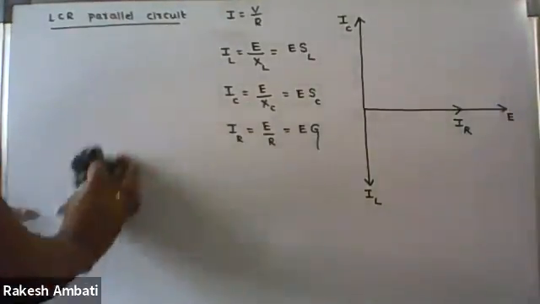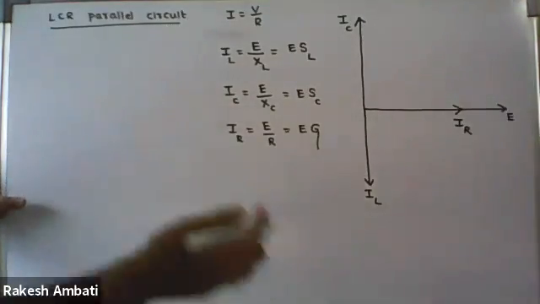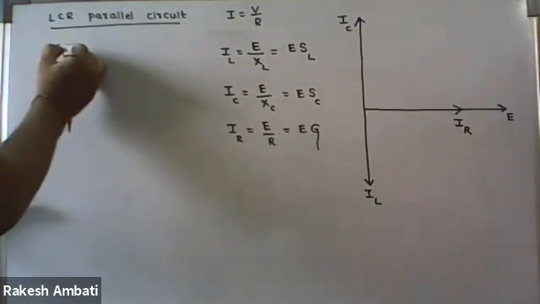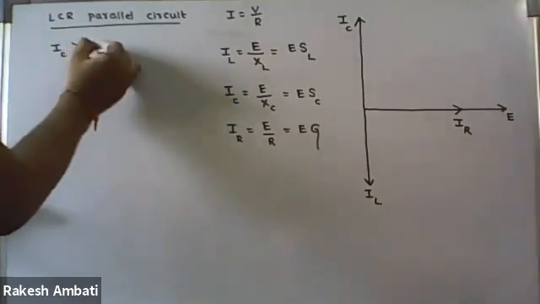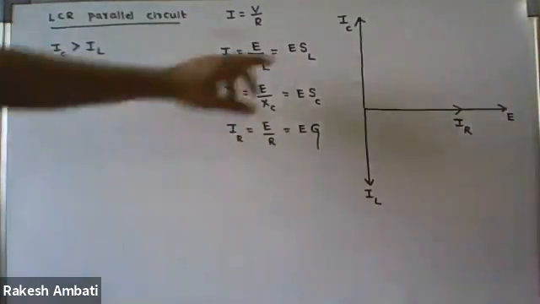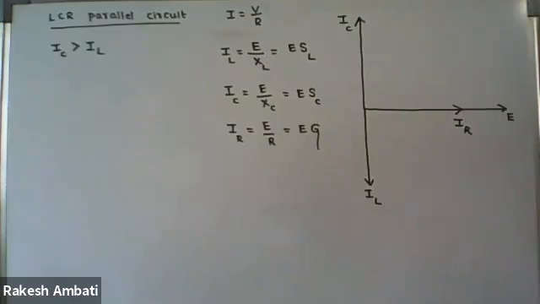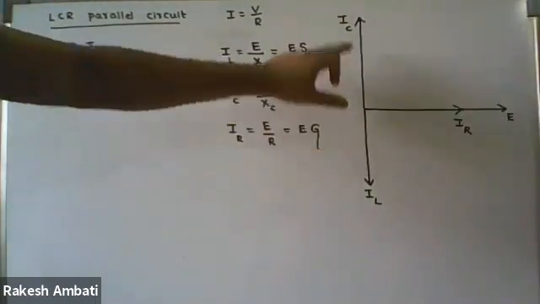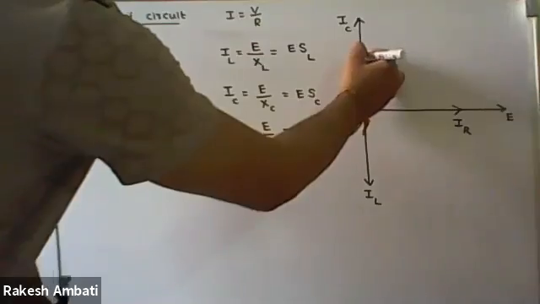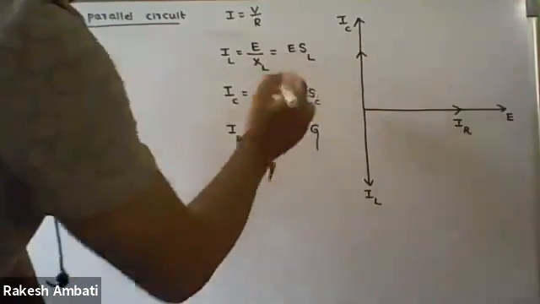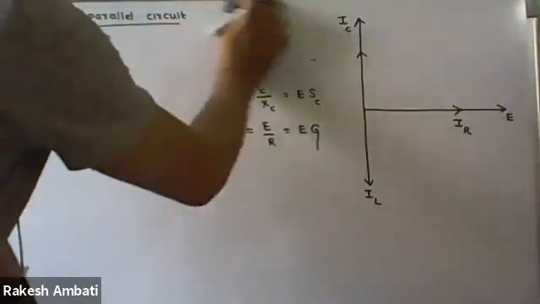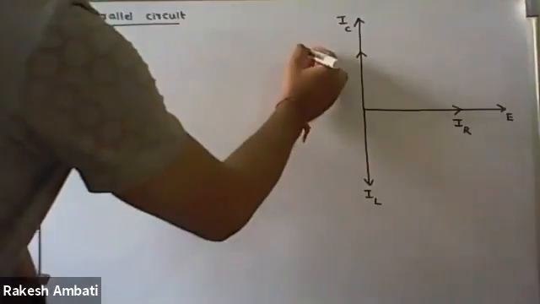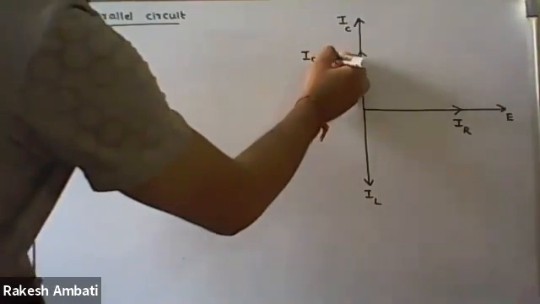Here as an example I'm taking, if IC is greater than IL, what is the resultant of these two currents? Resultant, upward, is IC minus IL.